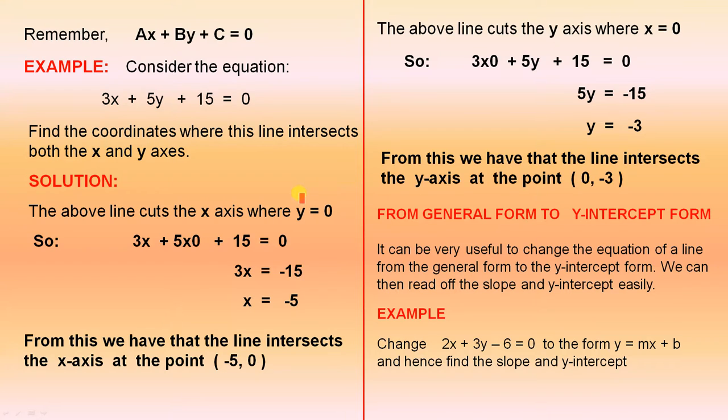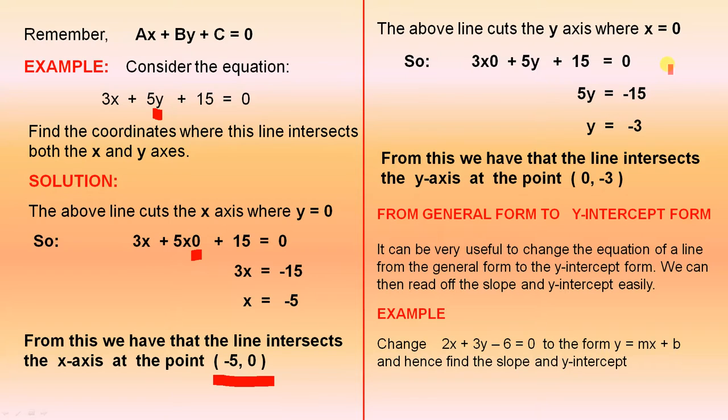The above line cuts the x-axis where y equals 0. So any point on the x-axis has y equals 0. So we put y equals 0 into the equation. So we have 3x plus 5 times 0 plus 15 equals 0. 3x equals negative 15, so x equals negative 5. From this we have that the line intersects the x-axis at the point minus 5, 0.